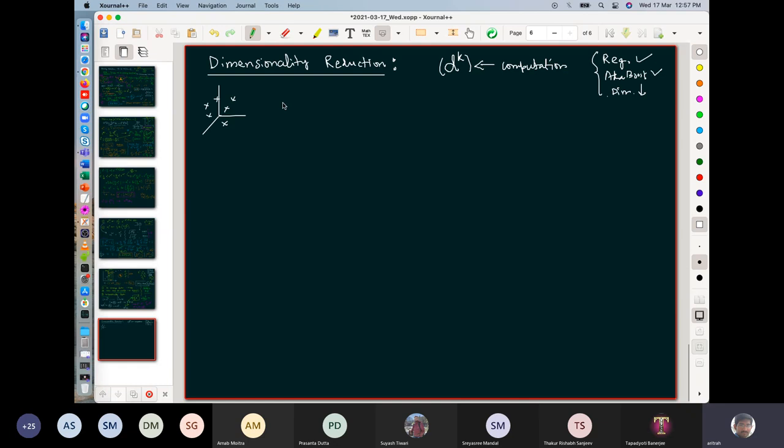So what are the techniques to reduce the dimensionality? One of the things, common sense wise, that we will try to do: suppose, in case of classification, I have this kind of classification data, and I have also some minus points.